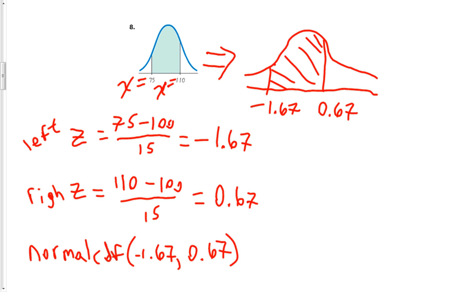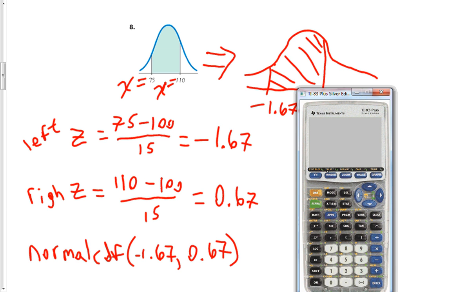So let's go ahead and do that. Let's bring out the TI 83 here. And let's see, we're going to once again turn it on, clear. And we're going to second again. We're going to vars because we want the distributions. And we're going to normal CDF, which is number 2. And we're going to put in the left z, which is negative 1.67. We're going to put the comma, then we're going to put the right z, which is 0.67, and we're going to close the parenthesis, we're going to press enter.